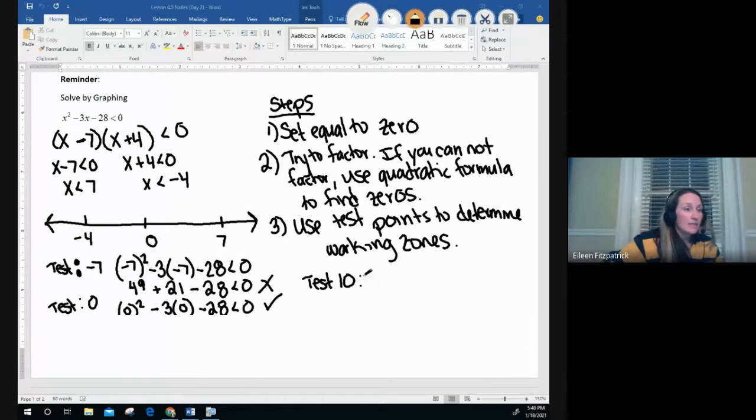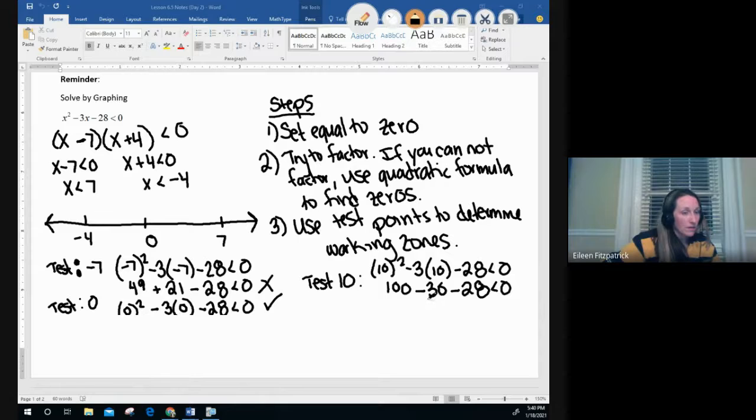And then testing 10, so I have 10 squared minus 3 times 10 minus 28, is that less than 0? So that's going to be 100 minus 30 minus 28. Okay, if you have 100 and you subtract away 30, all right, what are you left with? 70. And then if you take 70 and subtract 28, okay, are you going to have less than 0? No, that does not work.